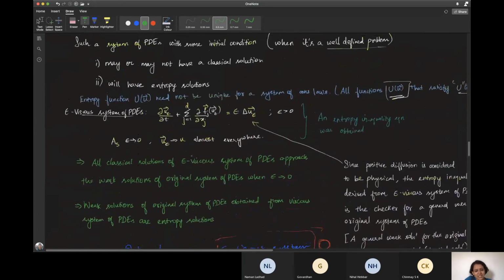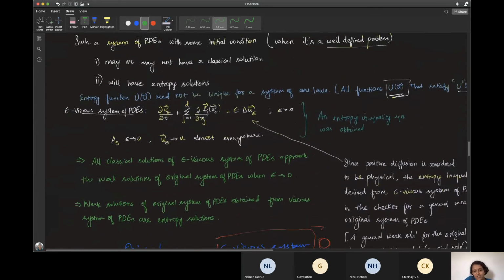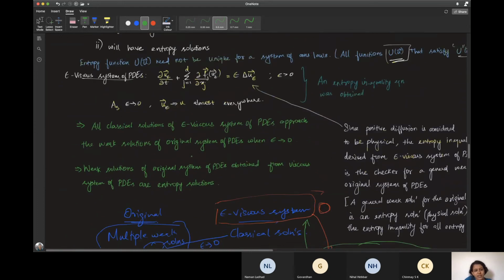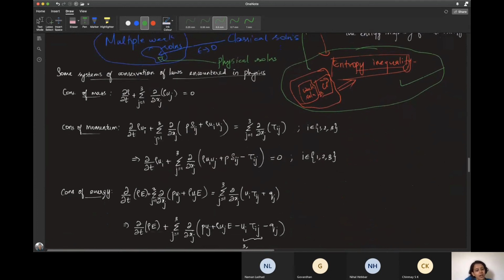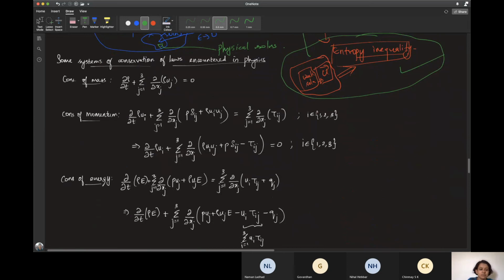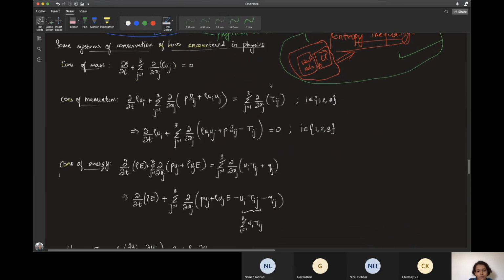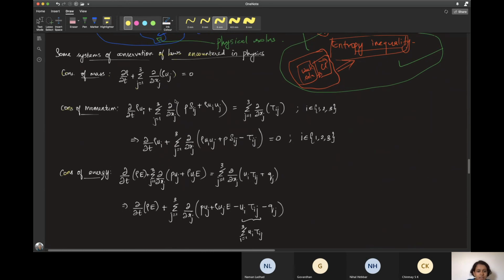So this is known as a system of conservation laws, and we have seen some weak solutions, classical solutions and entropy solutions for a system. Now let's see some specific systems of conservation laws encountered in physics. So we have conservation of mass, dou rho by dou t plus we have three fluxes, right? For 3 dimensions. And then we have the conservation of momentum and conservation of energy. I guess you will be familiar with these things.